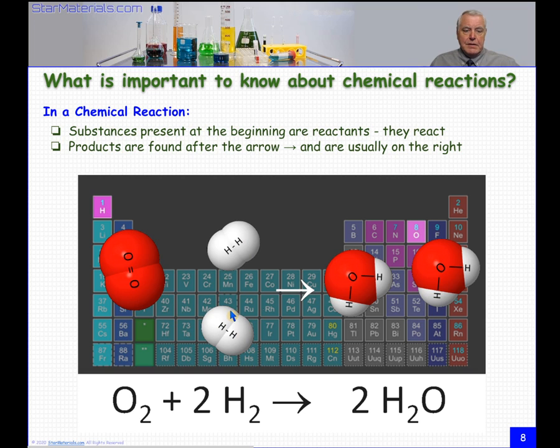I get it. Gets easier. Atoms recombine to form new things, new molecules. So these break apart, these break apart, these break apart, and they form something different.